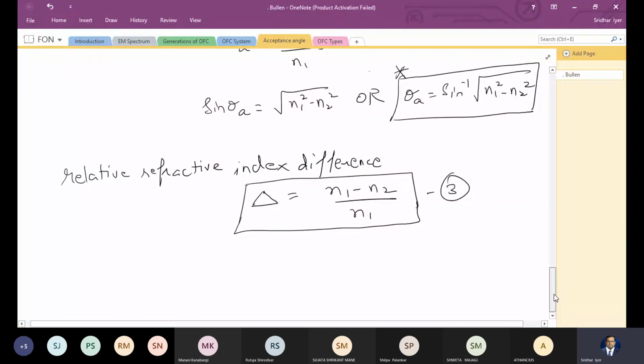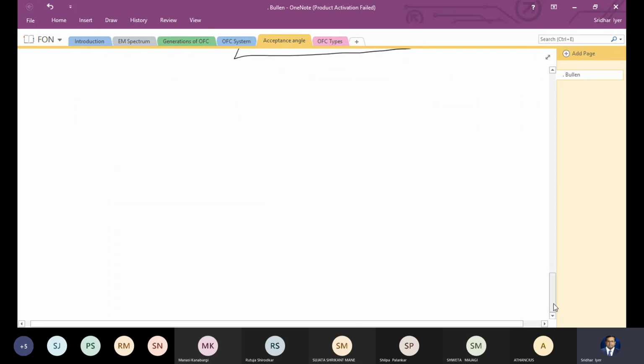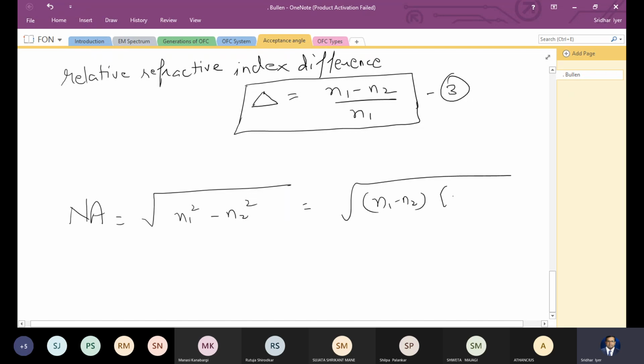So that is known as the index difference there. Now, why is it the difference? Because it is the difference between n1 and n2. And why is it relative? If you look at the denominator, it is in relation with n. Right? So now we can do a little bit more mathematics with this. So you have the numerical aperture, which is root of n1 square minus n2 square. So I'm just going to write this in the form of a plus b into a minus b. So you have n1 square minus n2 square, which I'll write as n1 minus n2 into n1 plus n2.